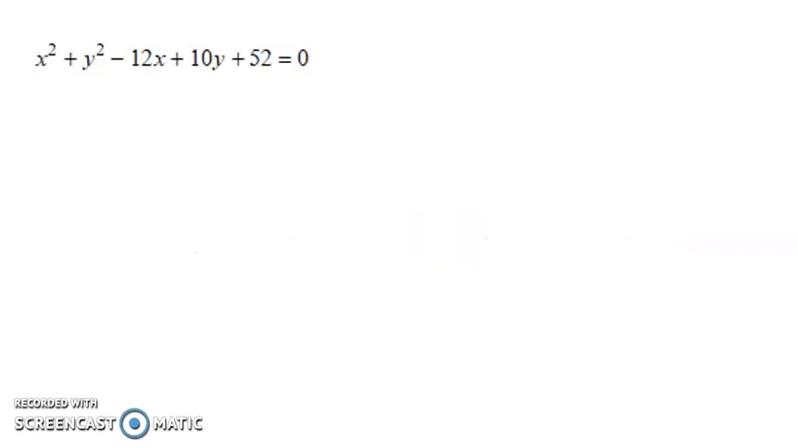Alright, so in this last video, I'm going to be transforming a circle equation from general back to standard. If you remember what we did in transforming an equation from standard to general, we're going to be doing the same process, only backwards.